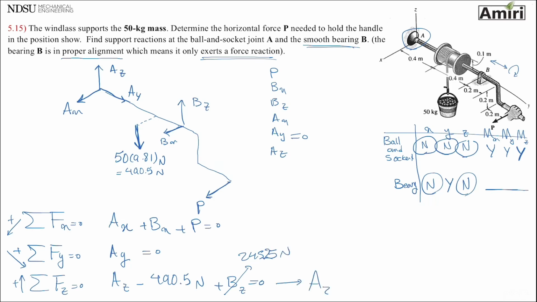And I will get AZ of 245 newtons. Okay. So AZ, I got 245. BZ, I got 245. Okay, let's see what else I can do.